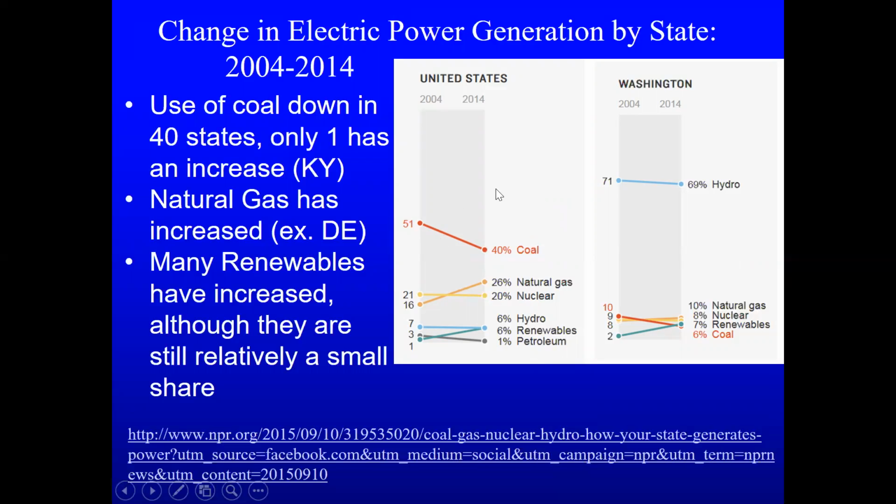For the United States in general, from 2004 to 2014, in that one decade, coal dropped by 11%. And what replaced it was mostly natural gas, but also renewables. For Washington State, again, our hydro went down a little bit as we've taken out a few of our dams that created hydropower, but also coal has gone down and our renewables have gone up. So this is good news.